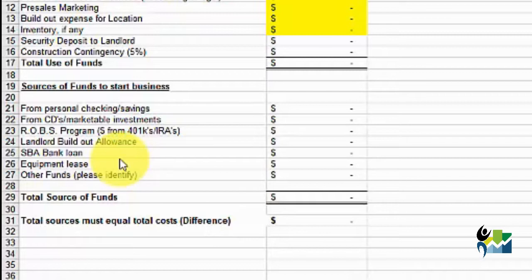But in total, you should have the same amount of use of funds as you have source of funds, so that they equal. So when you fill out the form, the total of both of these columns are equal, and now anybody that's looking at it knows not only what you need the money for specifically, but where you're going to get it from.